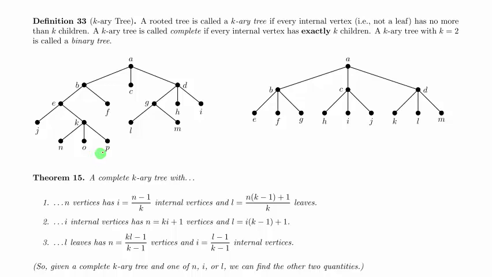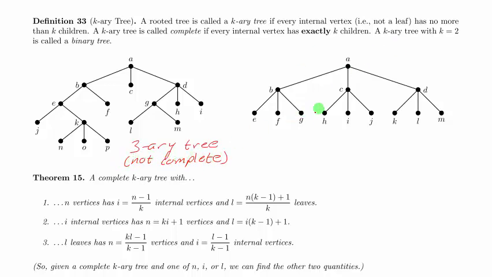So we're going to look through and see what the largest number of children we have here is. That's going to be 3. A has 3 children, D has 3 children, vertex K has 3 children. So this is a 3-ary tree. But it's not complete because we have internal vertices, for instance, E only has 2 children.